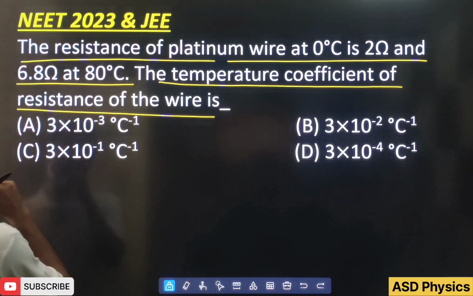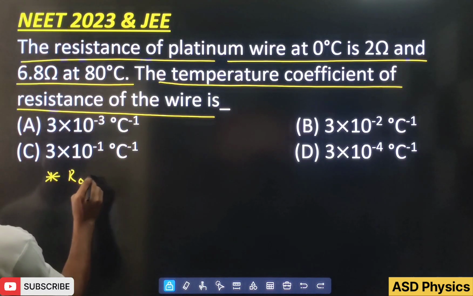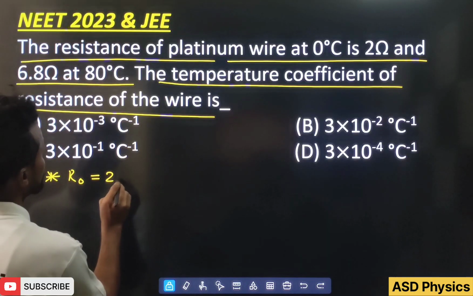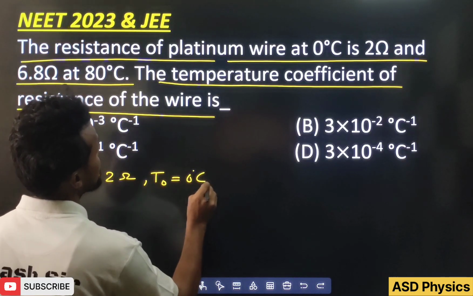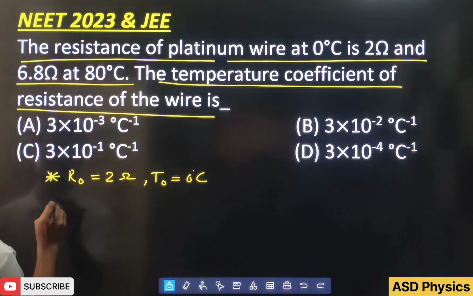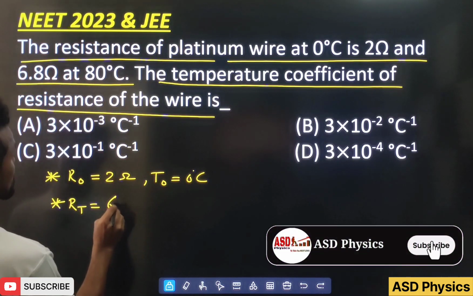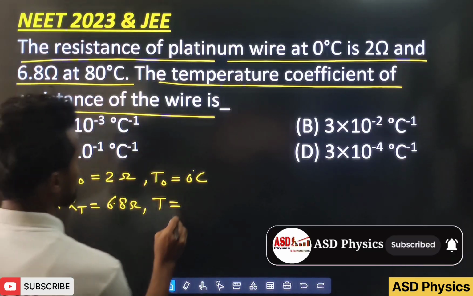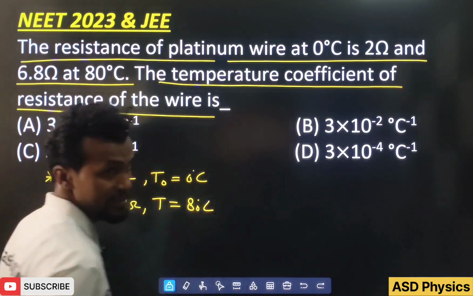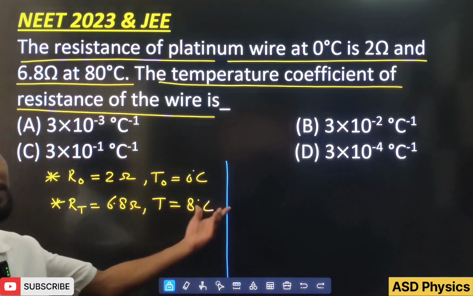Let me write here, students. This R naught is given here, how much is there? 2 ohm, and the temperature T naught is given here, how much? 0 degrees Celsius. After that, the next resistance RT is given here 6.8 ohm, and the temperature is given here, how much? 80 degrees Celsius. And you know very well which formula we have to use to get the value of alpha.